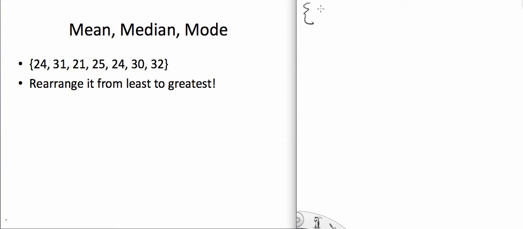So the smallest number we've got here is 21. Then the next number that we see is, I believe, 24. We see that twice. Okay, then we've got 25, and following after 25 is 30. That's a 0, 31, and 32.